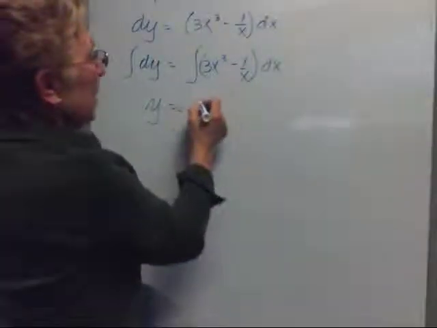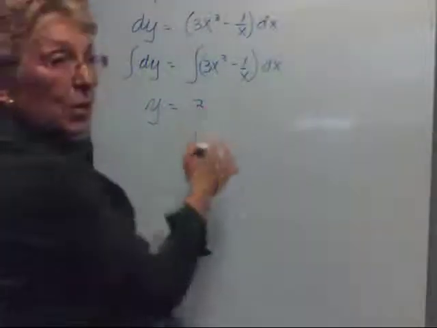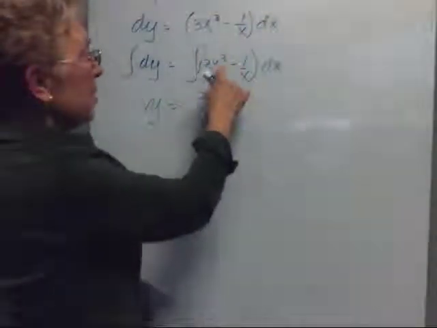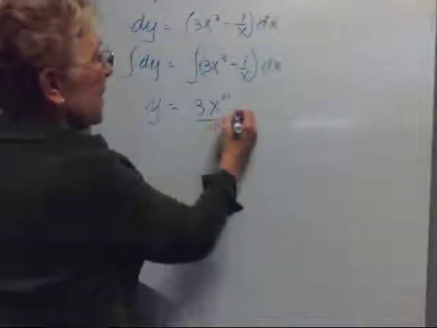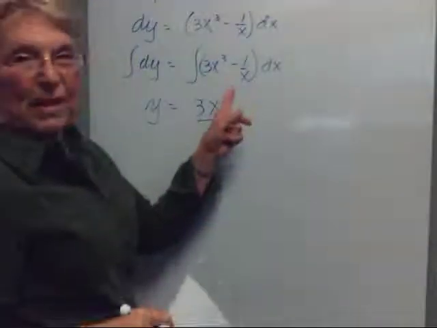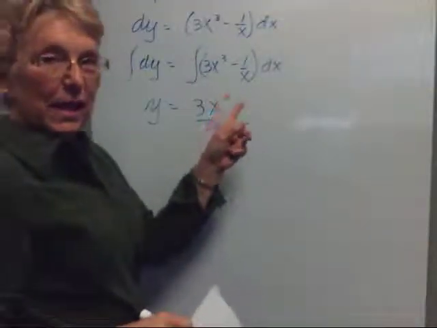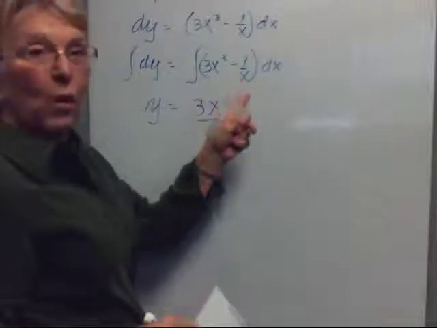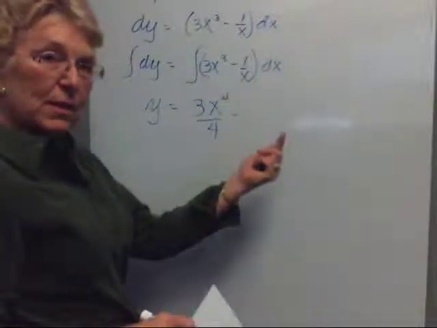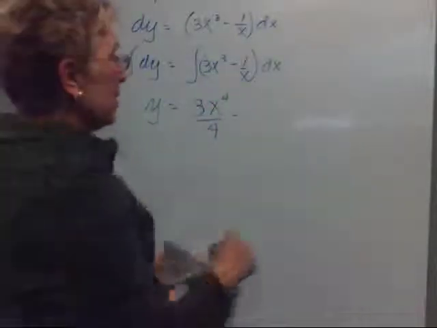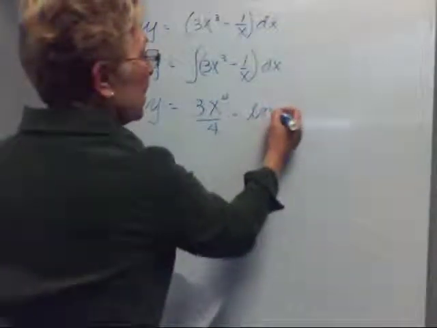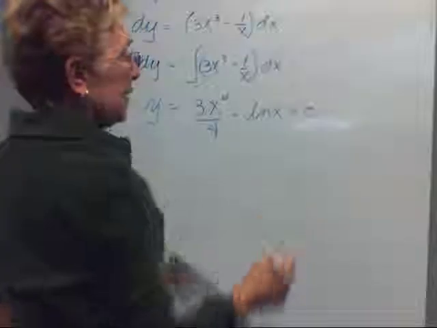So we're going to copy our constant multiplier. We're going to use reverse power rule. X cubed is going to become x to the 4th over 4. And then this one you just have to remember. If you differentiated a natural log of x, you would get 1 over x. So integrals or antiderivatives will take you back. So it's minus natural log of x plus c.